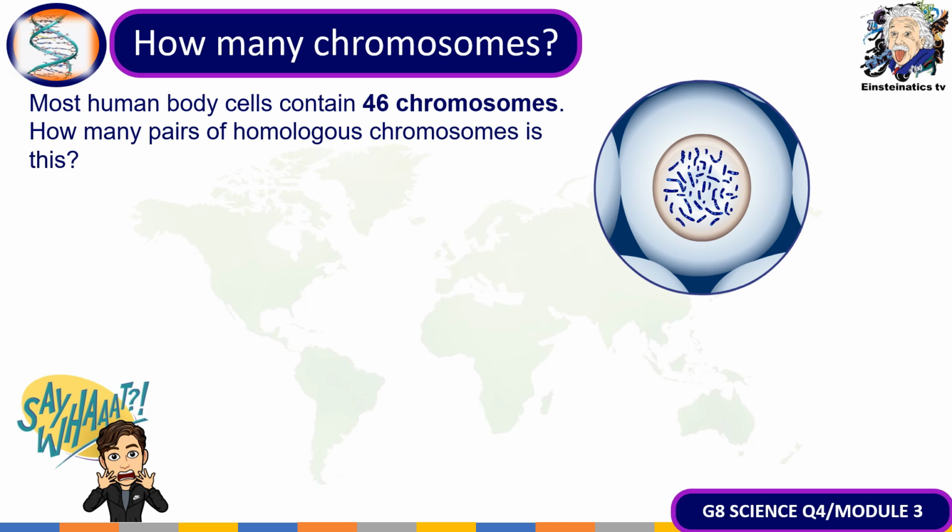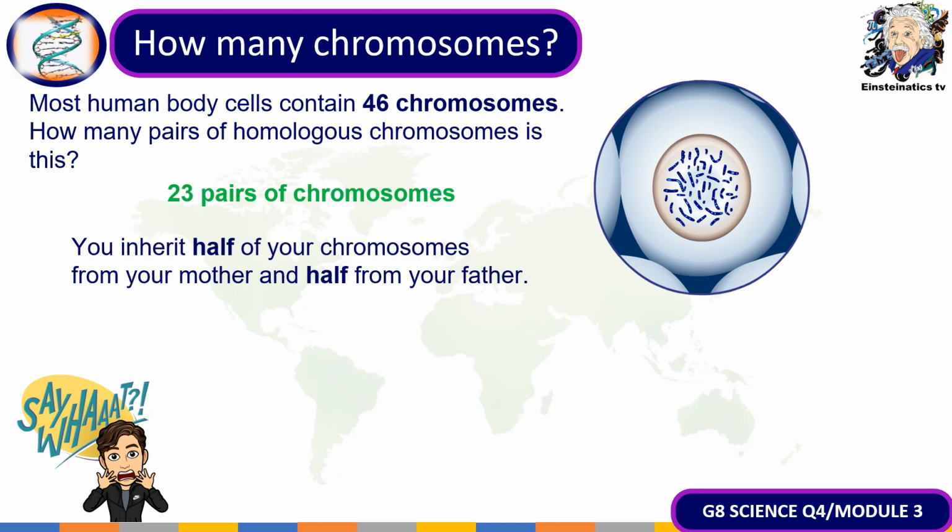We have learned from our previous topic that human body cells contain 46 chromosomes. Now, how many pairs of homologous chromosomes is this? Now, there are 23 pairs of chromosomes. So, yung half nito is taken from your father and yung half naman is taken from your mother, and that would add up to 46 chromosomes.